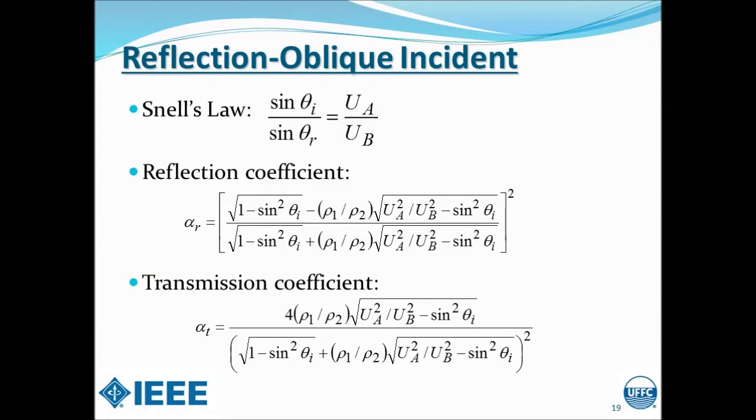The reflection and transmission coefficients can also be related to Snell's law, which says that the ratio between the acoustic velocity of one medium divided by the other is equal to the sine of the angle of incidence divided by the sine of the angle of reflection. Here we can see how the reflection coefficient and transmission coefficient relate to these properties.